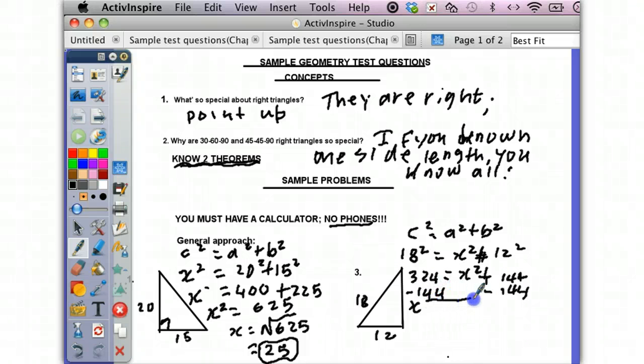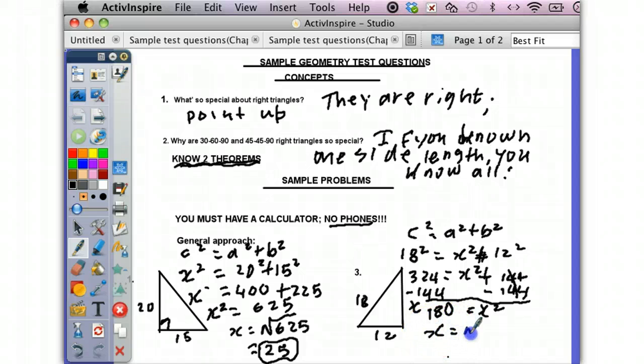All right. This is gone. This would be 0. 12 take away 4 is 8. And then 2. No, 1, sorry. X squared is 180.